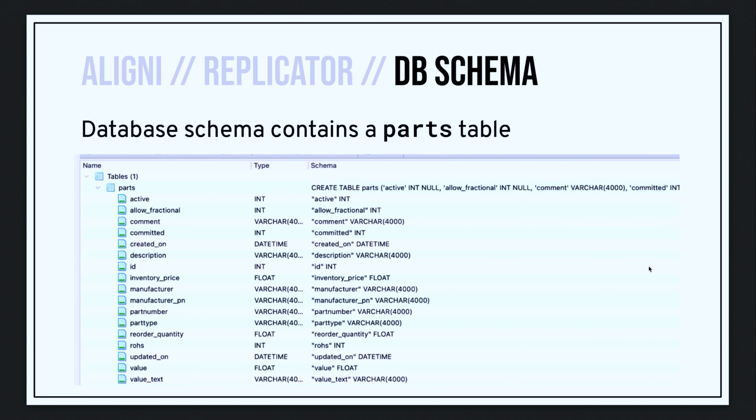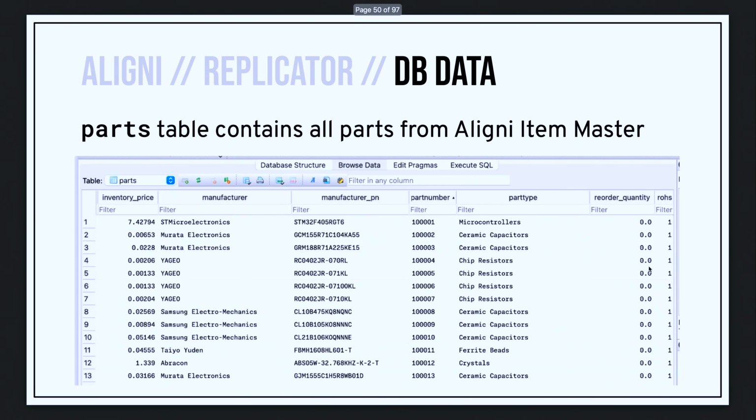And if we look at the schema for that database, you can see there's a parts table, and it has all of the fields and the custom parameters that we defined on the Aligni side. Anything that you put in as a custom parameter will show up within this database. And if we look at the data in here, you can see that all the parts that we have defined in Aligni show up in this database with, here's the key piece, the part number associated with them.